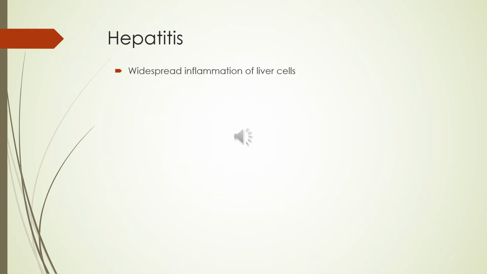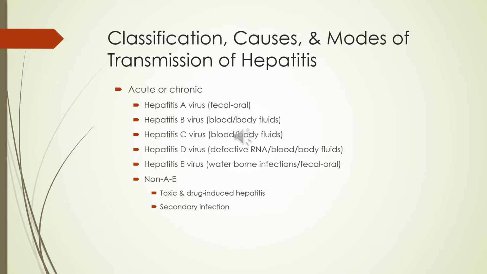So let's switch gears. We're going to move from cirrhosis to hepatitis. Remember, cirrhosis was a scarring of the tissue. Hepatitis is a widespread inflammation of the liver cells. So this can be caused by secondary infection, such as Epstein-Barr virus, herpes simplex virus, varicella or zoster virus, and cytomegalovirus. So some of the classifications, causes, and modes of transmission of hepatitis are included on this slide.